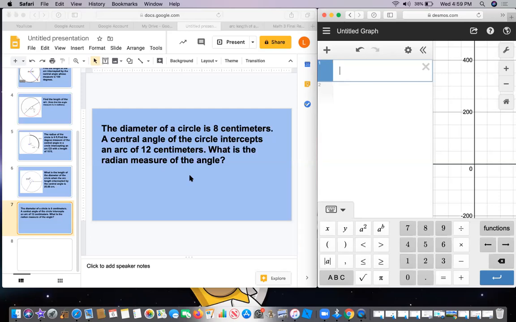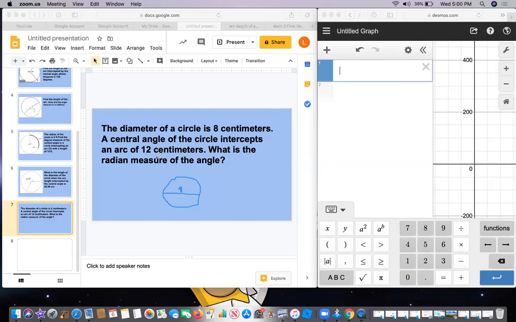Okay. So if we're going to draw a circle here, it would appear like this. Let us just say this is a circle. The diameter of that circle is 8. So from here, if this is the center, from here that is 8. And then we are asked to find the central angle of the circle that intercepts an arc of 12 centimeters.